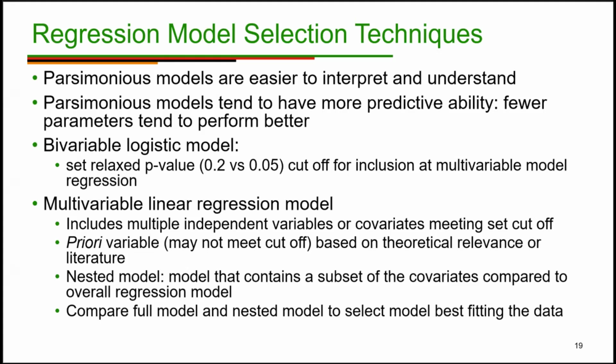Another approach that you can use is to compare what are often called nested models. So these are models that have a subset of the covariates. You have your model that includes all the variables that you think are important, and then you start removing all those that are not significant and try and compare which of these models fits better. And there are different approaches that we can use for that. We'll look at this example.